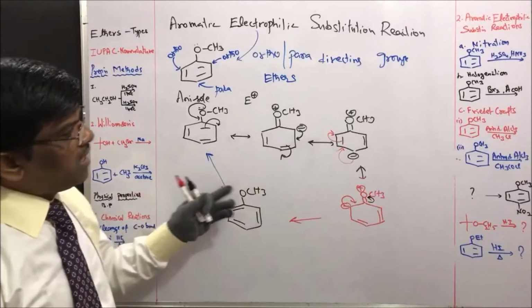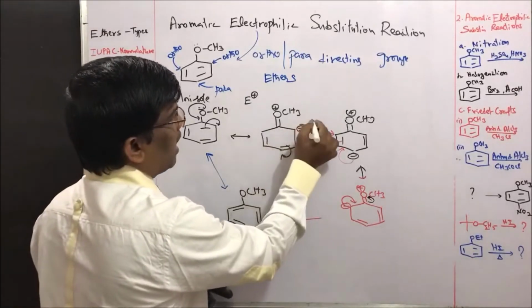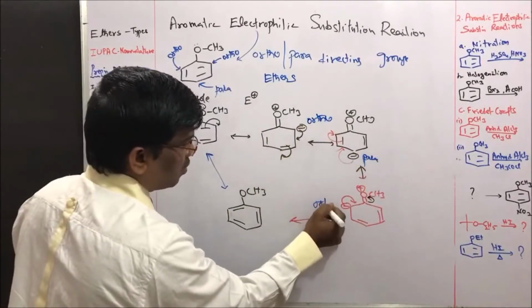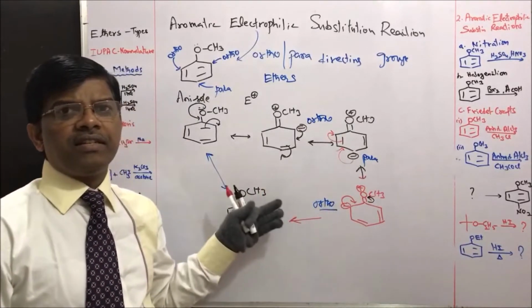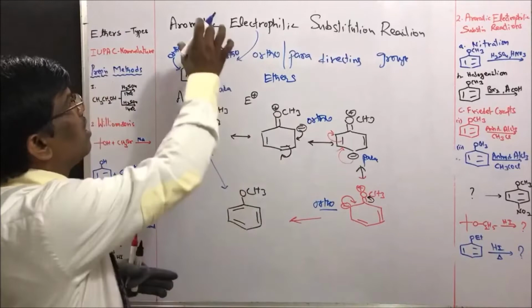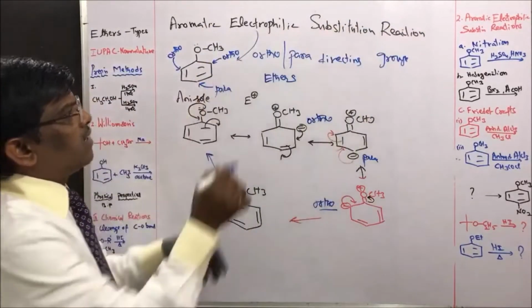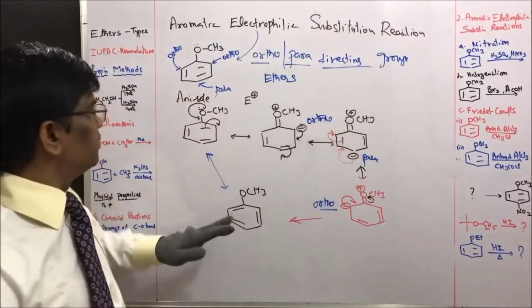Because of these resonance structures, what are the positions it is having? Carbanion at ortho, this is para, and this is ortho. So it is getting carbanion at ortho and para positions during its resonance structures. So aromatic electrophilic substitution in ethers takes place at ortho and para positions. Let us take one example and see.